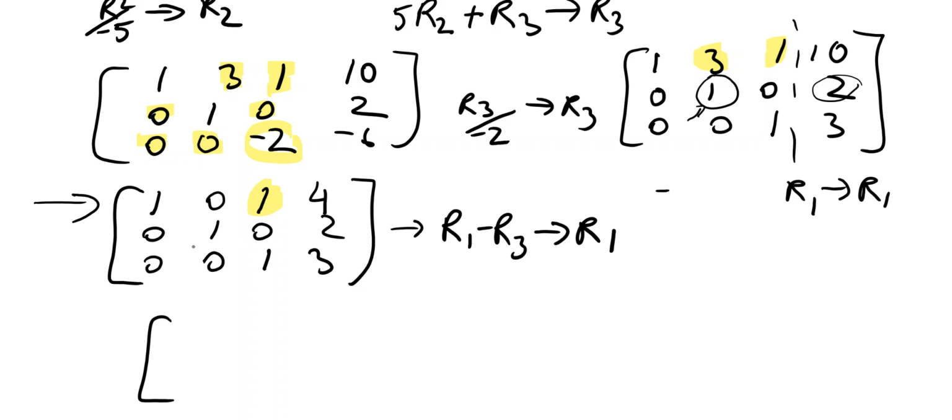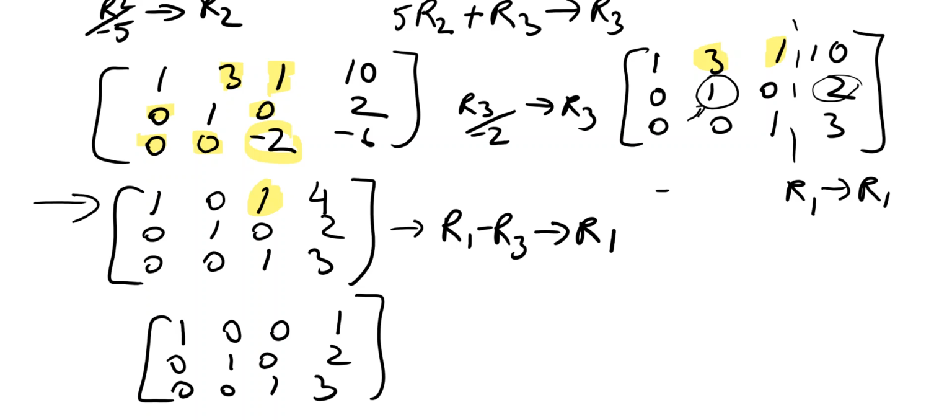So row 1, 1 minus 0 in here is 1. 0 minus 0 is 0. 1 minus 1 is 0. And then 4 minus 3 is 1. And then row 2 stays the same. 0, 0, 1. And row 3 stays the same. So you see, we have reached our goal. We have zeros all above and below the diagonal, and 1 on the diagonal.